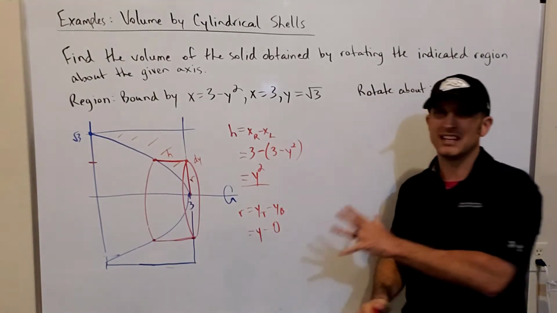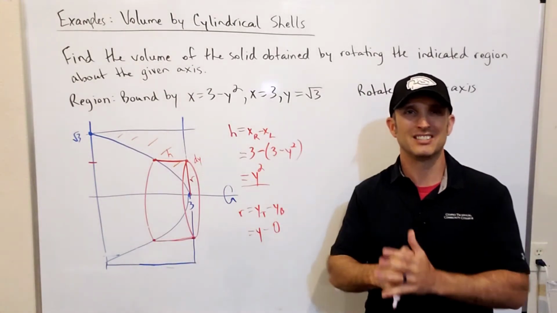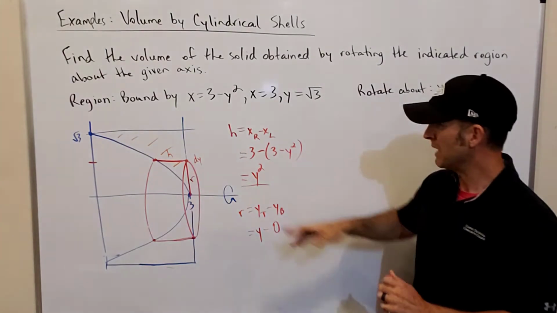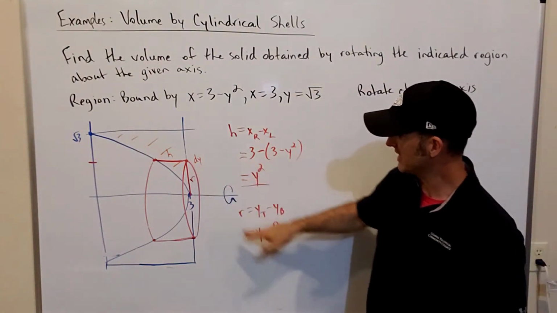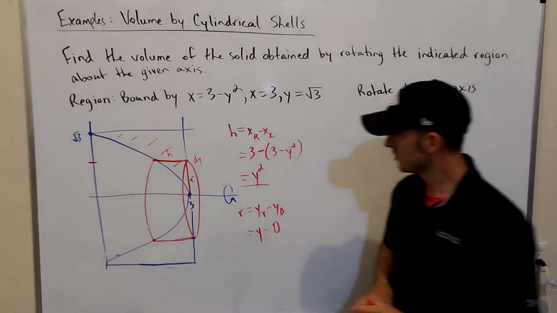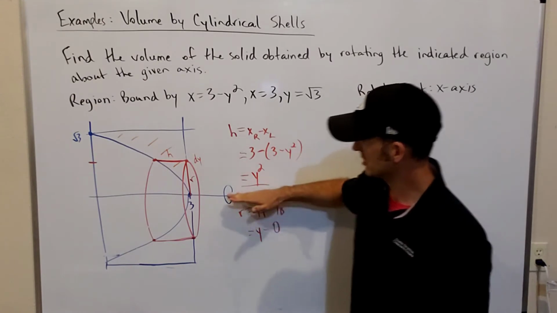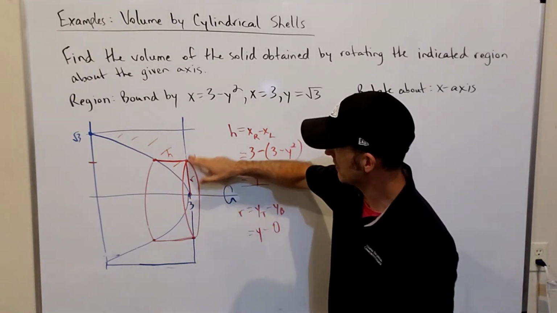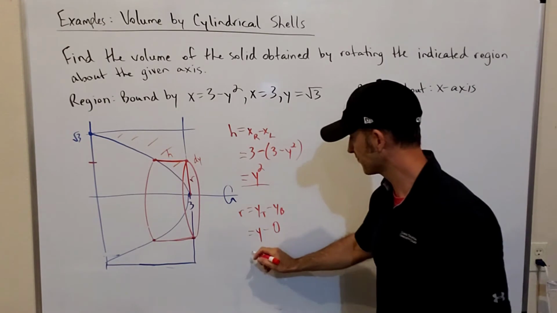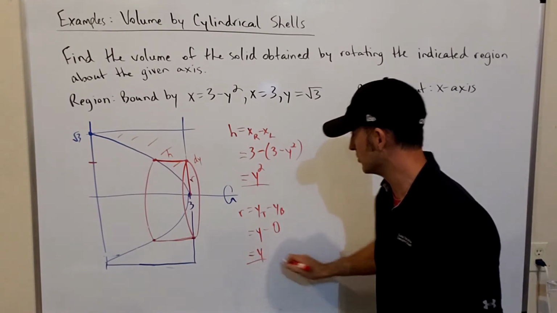That's another thing different about disc and washers that takes some practice. Make sure you're paying attention to dy or dx. That sort of indicates this for you. Also, the bottom y here is a constant of 0 while the top y is variable, so we have to use the variable y. All right, so we have our radius now as y.